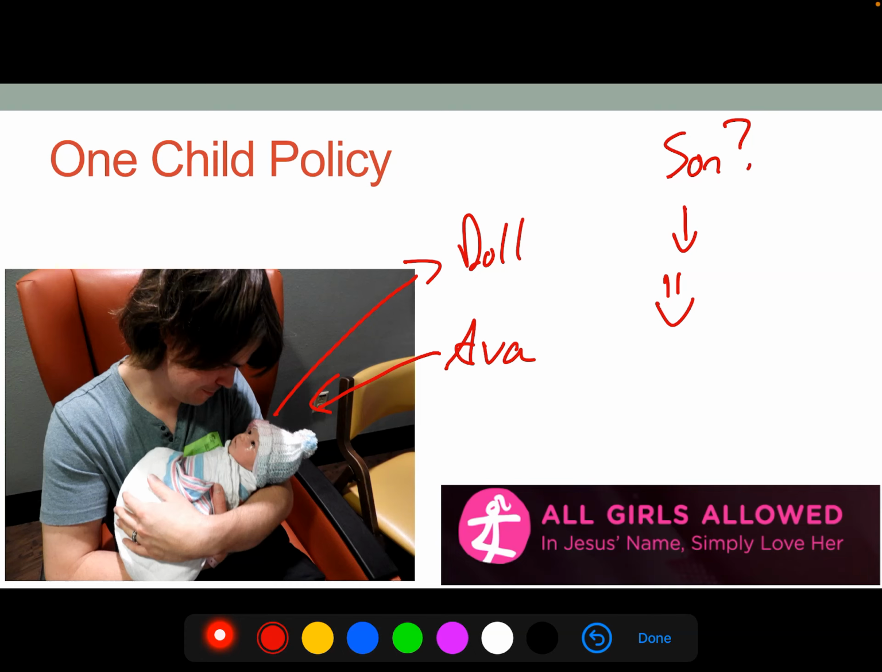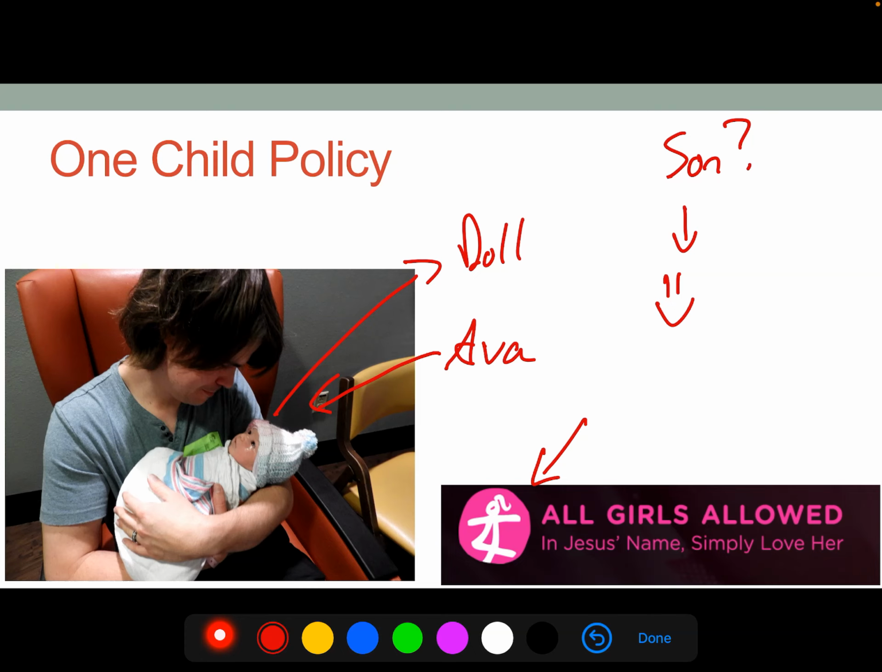And so, unfortunately, the one-child policy that China set up led to many, many girls being aborted. And so there are organizations, and one organization is All Girls Allowed. In Jesus' name, simply love her. Created in the image of God.